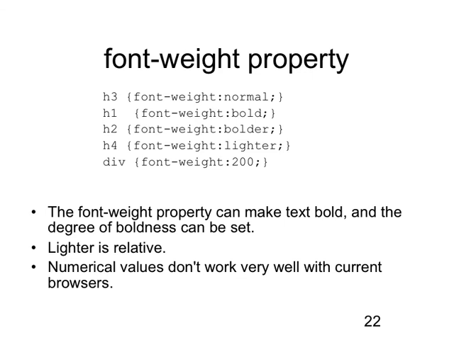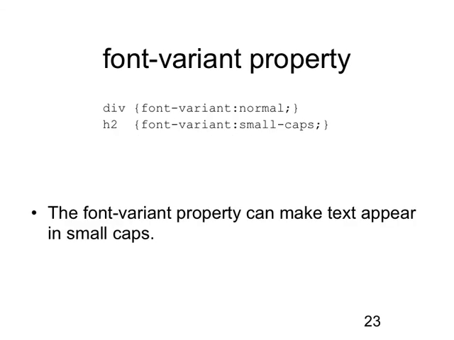Now, you can, in theory, say I want this text to have a boldness of 200, and this other text a boldness of 250, and the 250 should appear bolder than the 200. But for the most part, browsers typically don't support that very well. A nice one, for example, is normal and small caps.